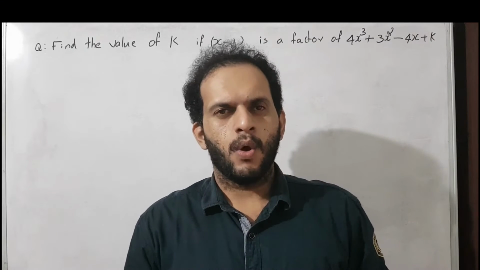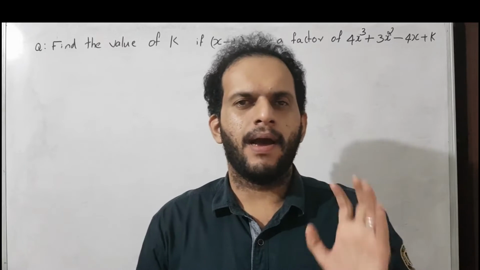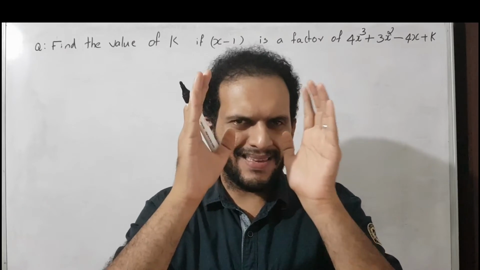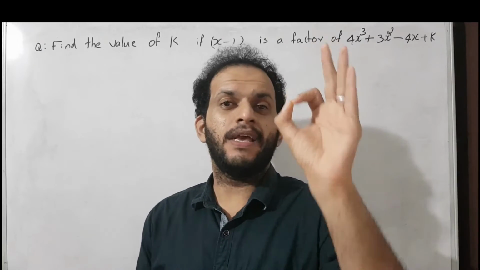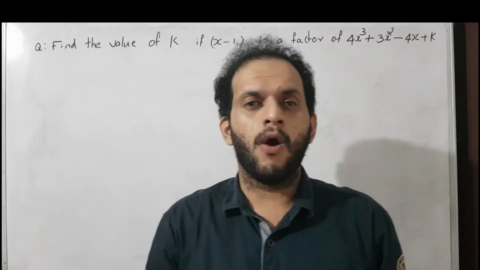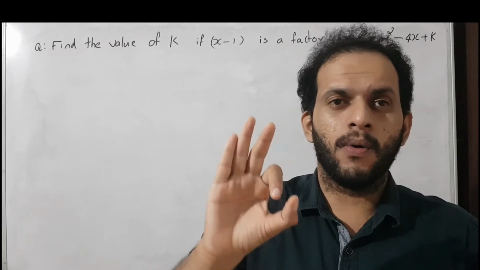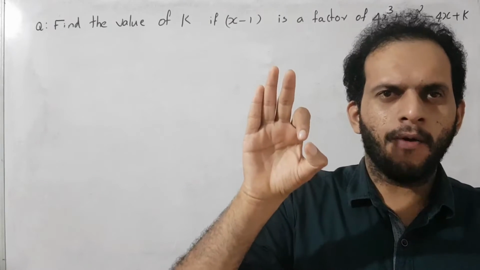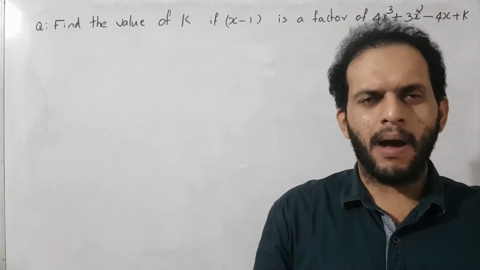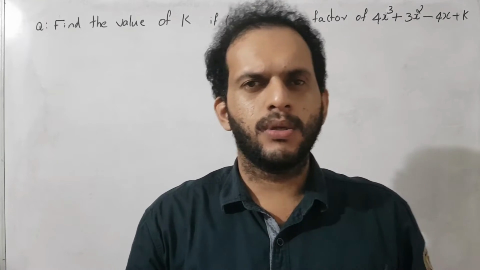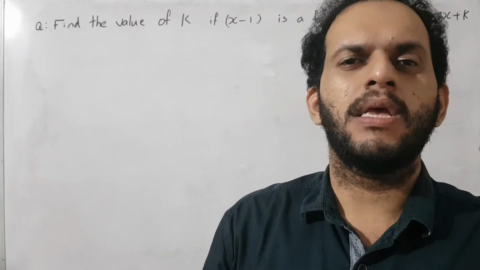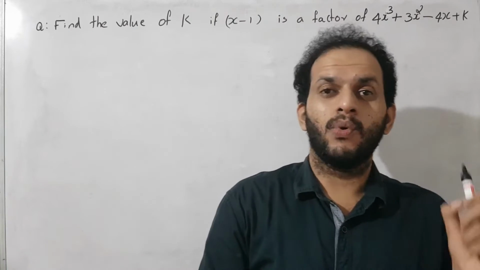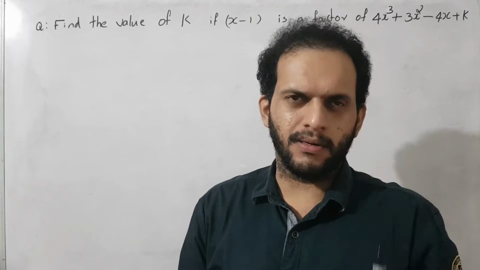In the last class, we learned what we mean by the factor theorem. Correct? What is the factor theorem? The factor theorem says this: if we divide any polynomial p of x by a linear polynomial x minus a, and p of a, the remainder, is equal to 0, then x minus a is a factor. If p of a is equal to 0, then x minus a is a factor.